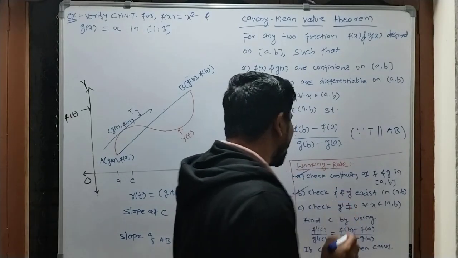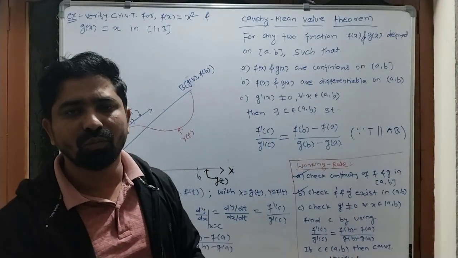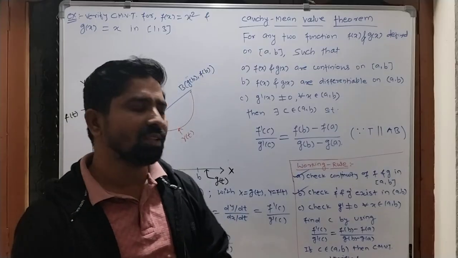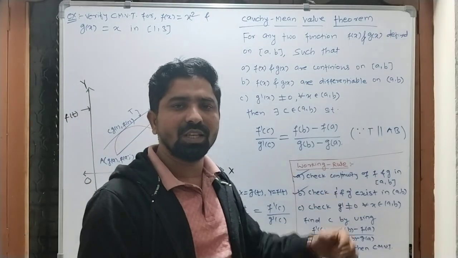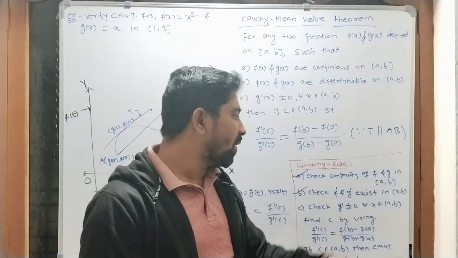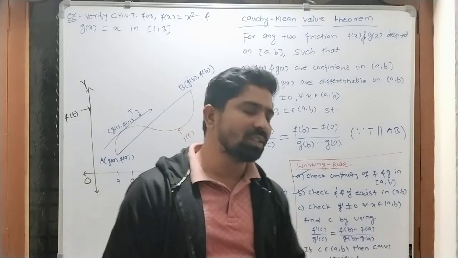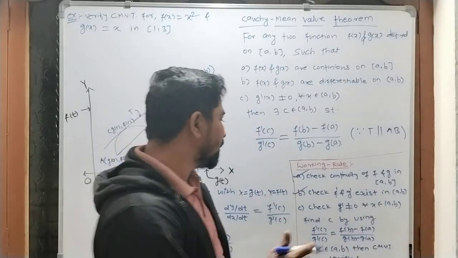Then we have to check whether the given two functions f of x and g of x are differentiable in the open interval a b or not. That is, f dash of x and g dash of x exist for all x belongs to this open interval a b or not. We have to check. If it exists, then move to the third step, that is c.